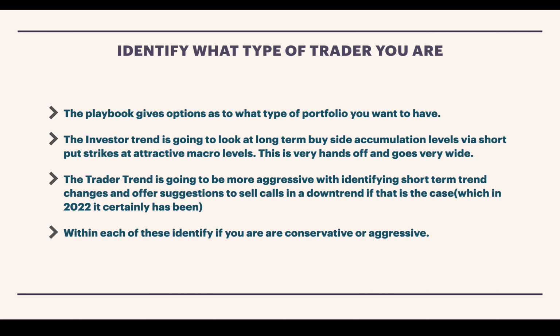And so, like I said here, the playbook gives options as to what type of portfolio you want to have. The investor trend is going to look at the long-term buy-side accumulation levels via short put strikes at attractive macro levels. This is very, very hands-off and goes very wide. So what you're going to get here is really only accumulating to get long, following the 100+ years of a massive, massive bull market, where valuations are going to improve over time and go up and up and up. In that case, we are really never going to be selling calls here. We're really going to be looking at very wide out of the money put sales or staying in cash.